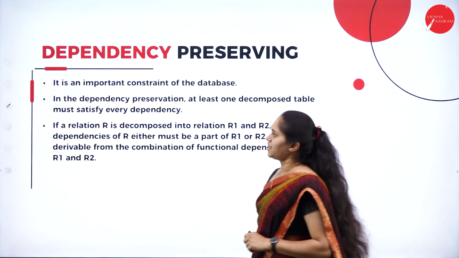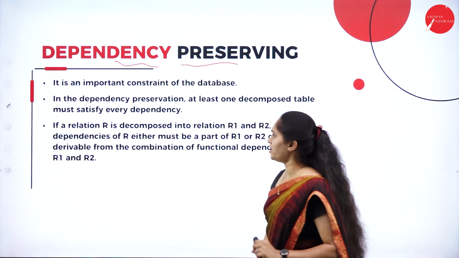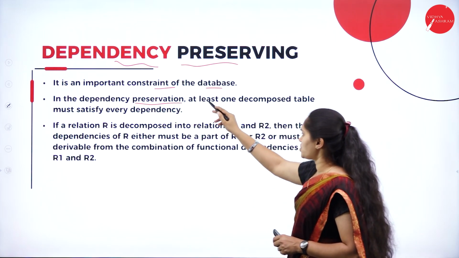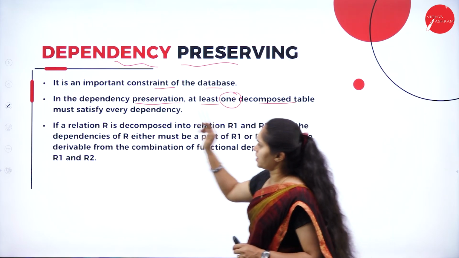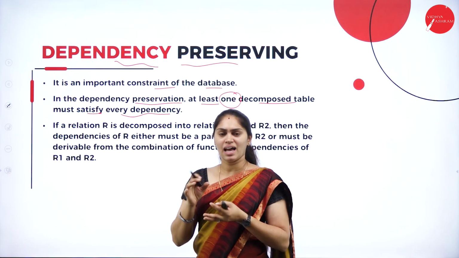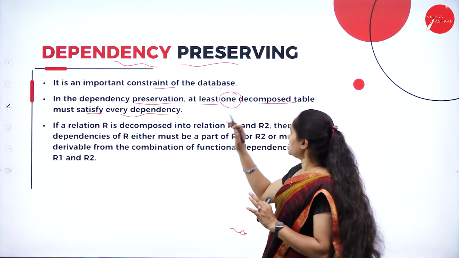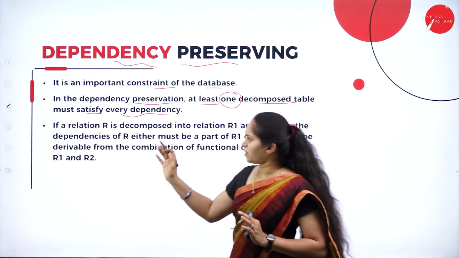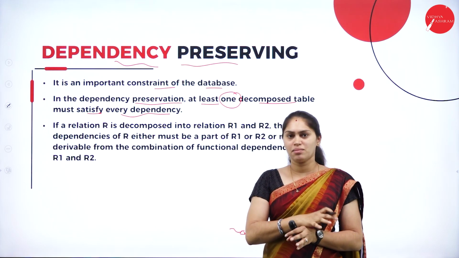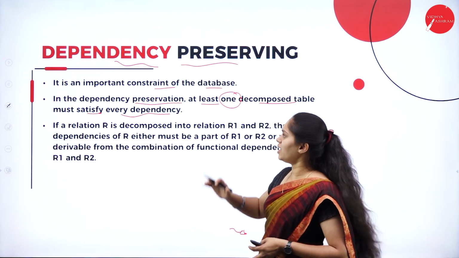Next, we'll see the next concept, that is dependency preserving. Why is it important? Constraints of the database. Why? Because in dependency preservation, at least one decomposed table must satisfy every dependency. Consider an example. I have a table, and I am going to divide that table into three other sub tables. At least one of the decomposed tables should have every dependency. That means all the decomposed tables should be related to one another in some way. Then we call it what?